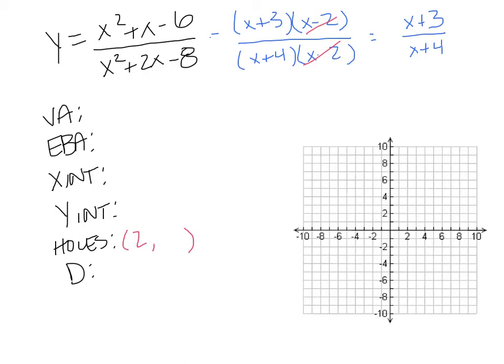Vertical asymptote. What makes the bottom equal 0? It's going to be x equals -4. I'm going to go ahead and graph that. And horizontal asymptote, well, that's going to be the leading coefficient over the leading coefficient because the degrees are the same. So that's going to be 1. X-intercept. What's going to make the numerator equal to 0? In that case, it's going to be -3.